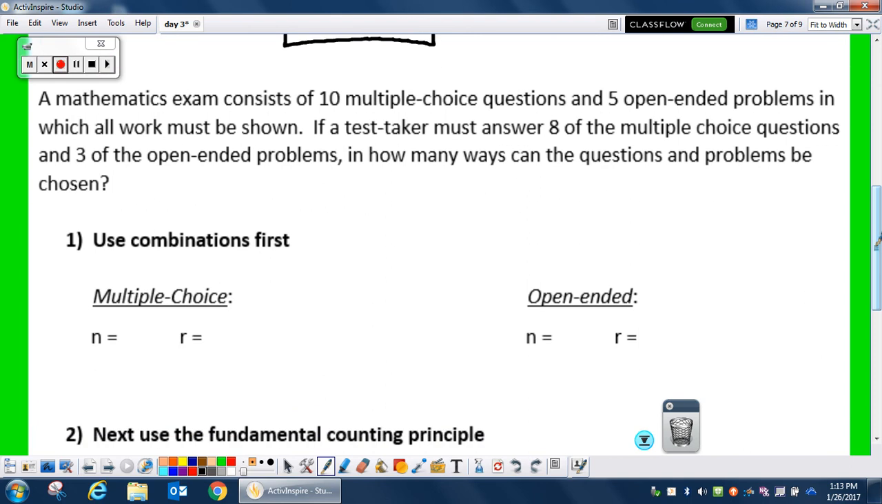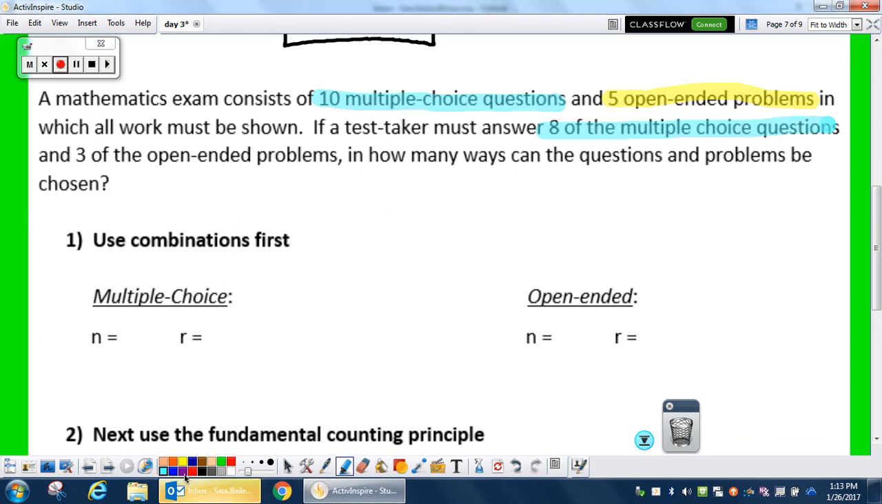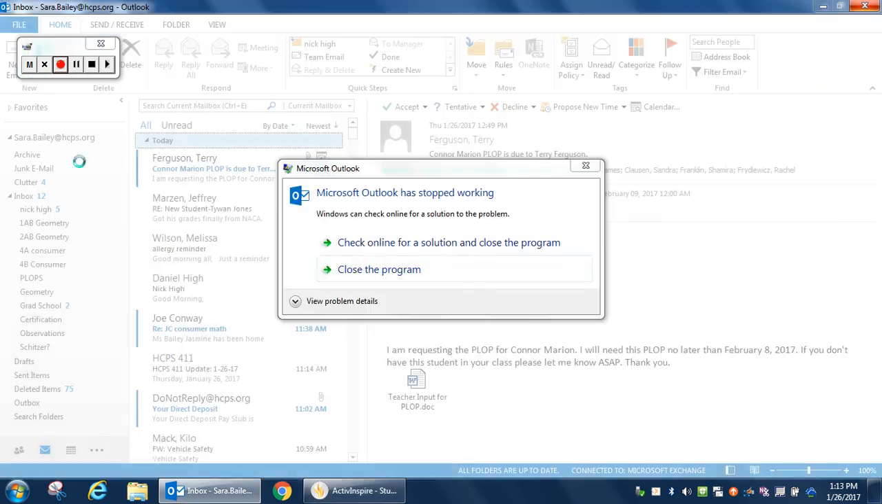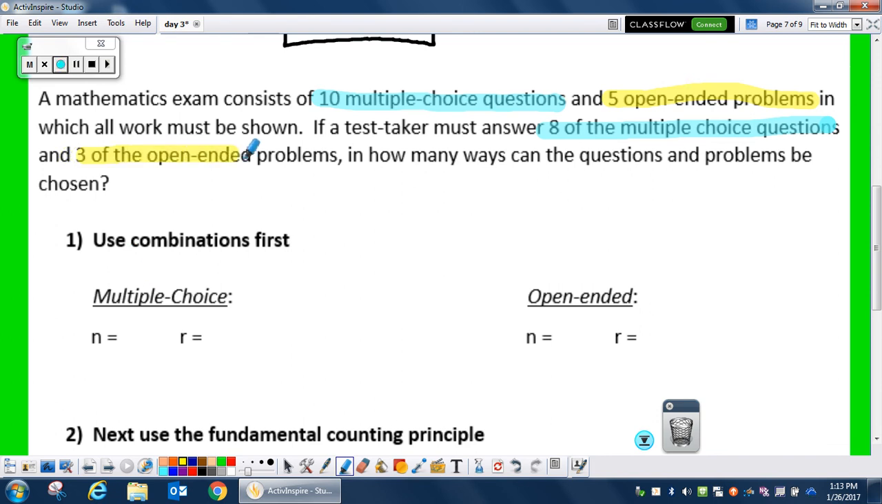So on this one, you have your mathematics exam of 10 multiple choice questions, so that's going to be a color, and 5 open-ended problems. If you take the test, it says you only have to answer 8 of the multiple choice, so you get to choose which 8 you answer. And you only need to answer 3 of the open-ended questions. So I've kind of color-coded multiple choice together. So multiple choice, you have 10 questions to choose from. You only have to do 8. So there's 45 different combinations you can do. Open-ended, you have 5 questions to choose from. You only need to do 3 of them. So you have 10 options there.